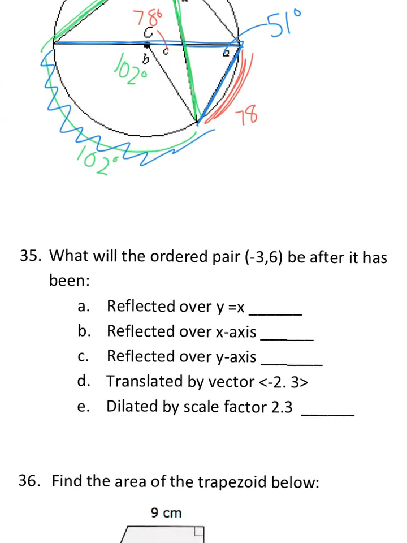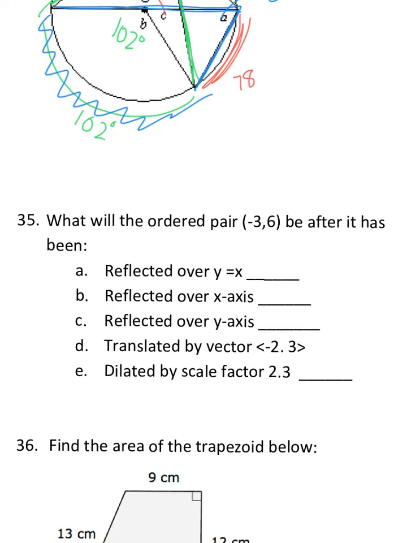Okay, what will the ordered pair be, -3, 6, after it's been reflected over y equals x? So if you reflect over y equals x, if this is x and this is y, they just flip-flop. X is y and y is x. If you reflect something over the x-axis, if it was -3, 6 right here, it's going to just drop down to still be -3, but then it's going to be -6. So on the x-axis, the x stays the same and the y is opposite. So on the y-axis, the x is opposite and the y stays the same.